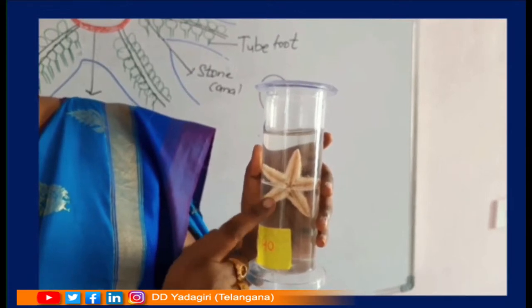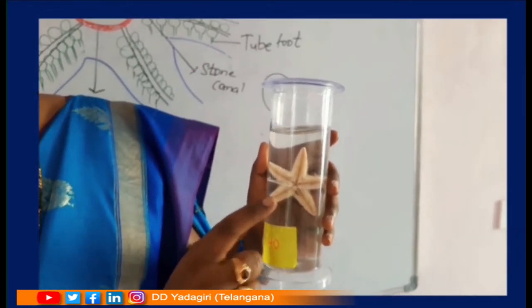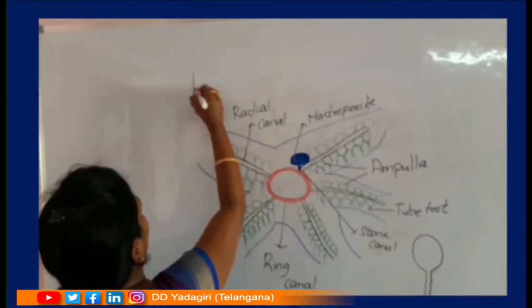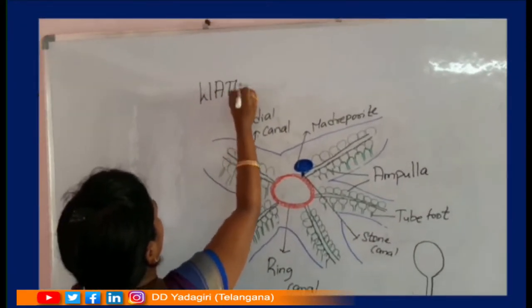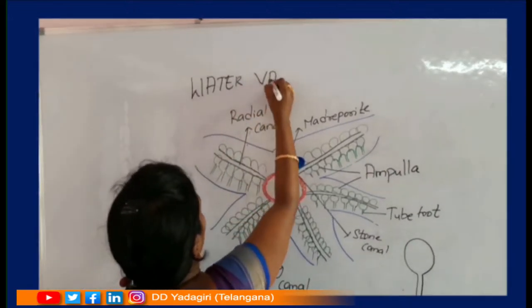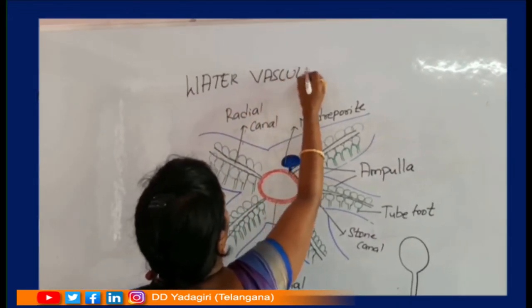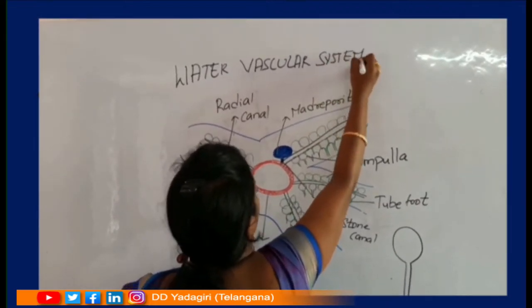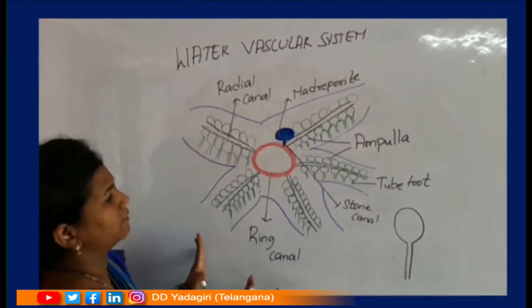So children, the starfish has a specific system called the water vascular system. Water vascular system. So these are the arms of the starfish, children.